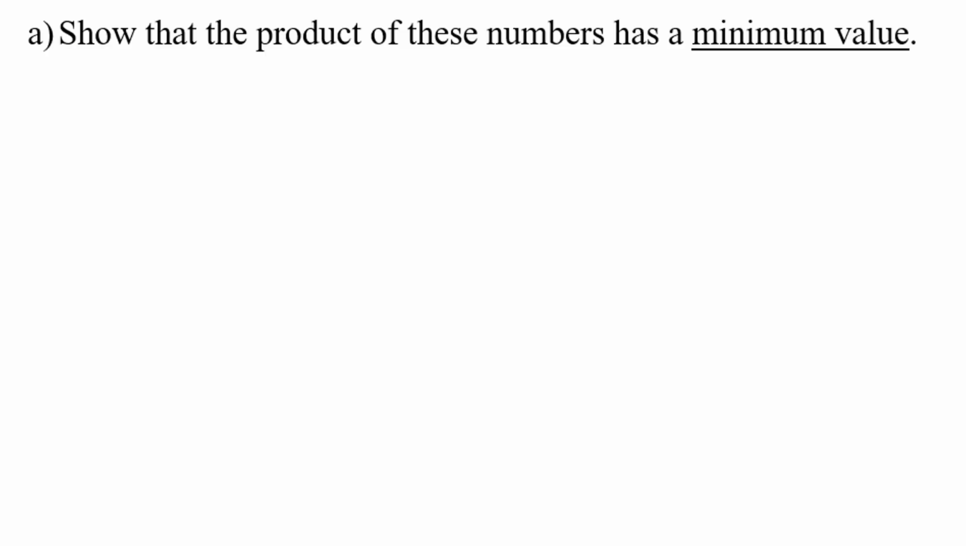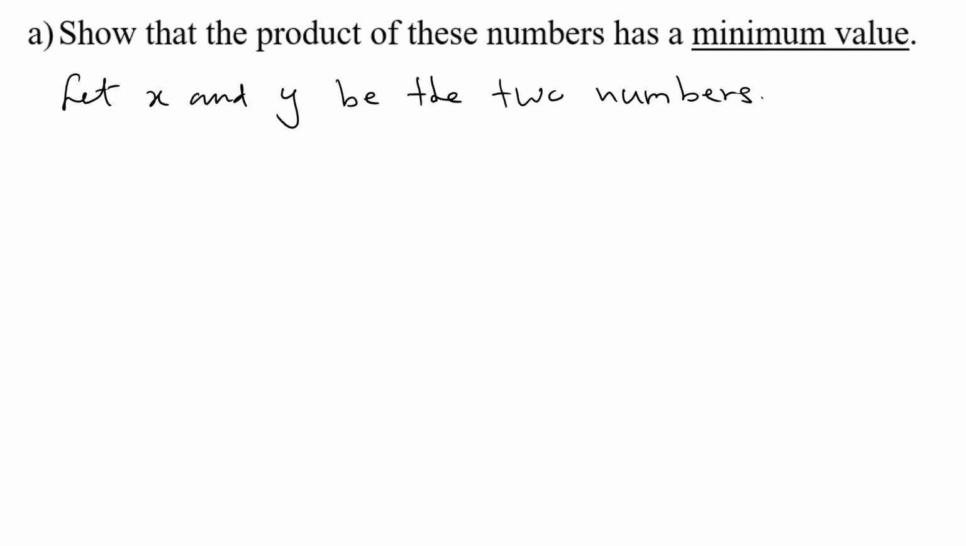So show that the product of these numbers has a minimum value. What we're going to do first is set up the problem. So let's say let x and y be the two numbers, and there are no other conditions. It can be positive, negative, anything. And then the first condition says that the difference of these two numbers is 12. So let's assume x is bigger.